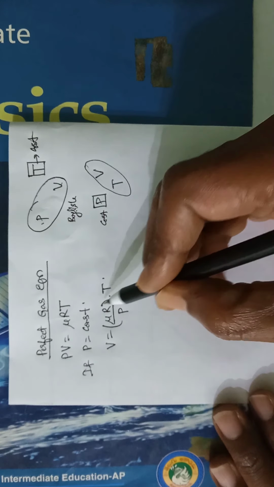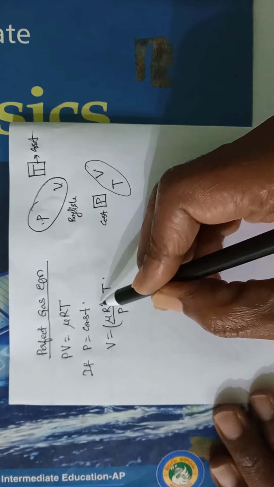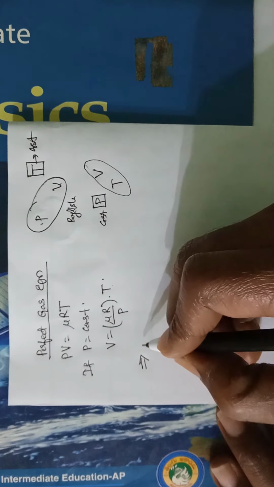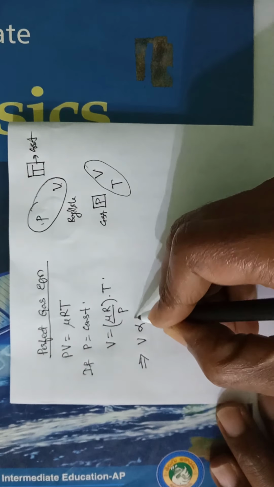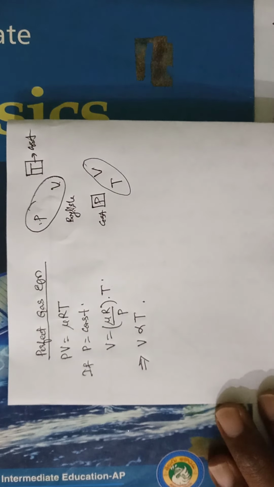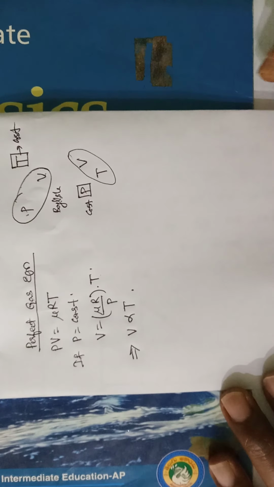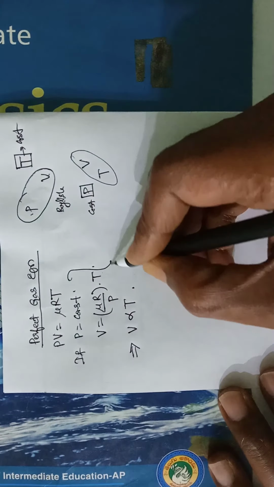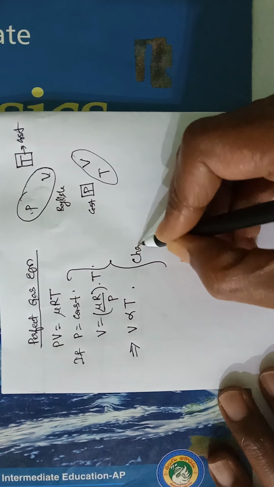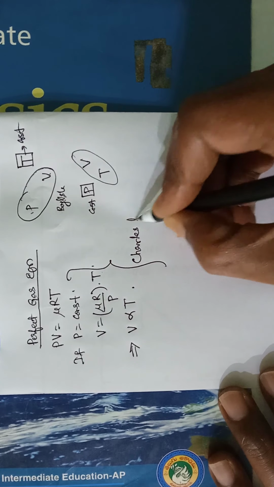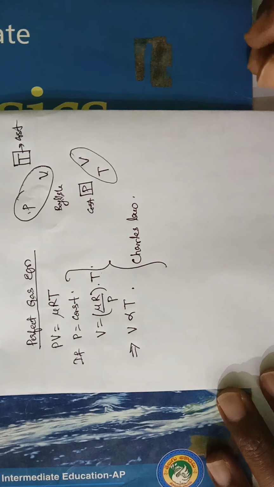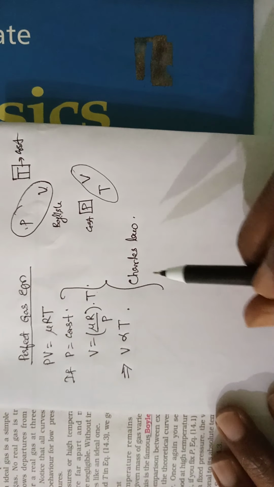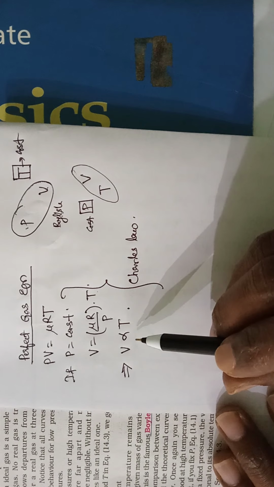Since this is a constant, you can take this as a constant of proportionality, and this suggests that V is directly proportional to T. V is directly proportional to T. And this is known as Charles' law. And this Charles' law is shown graphically here.